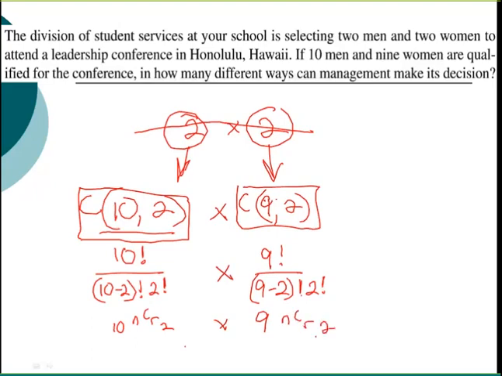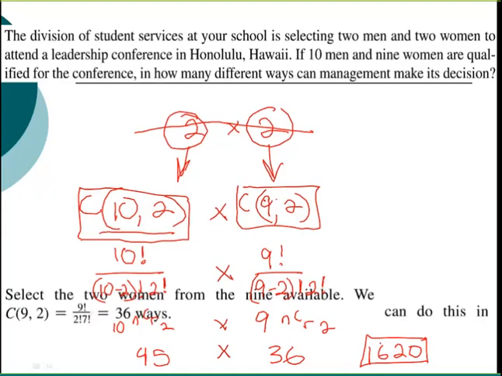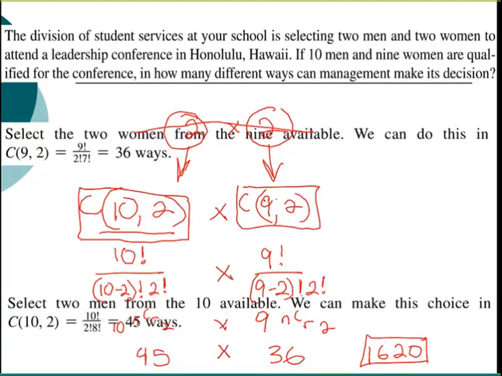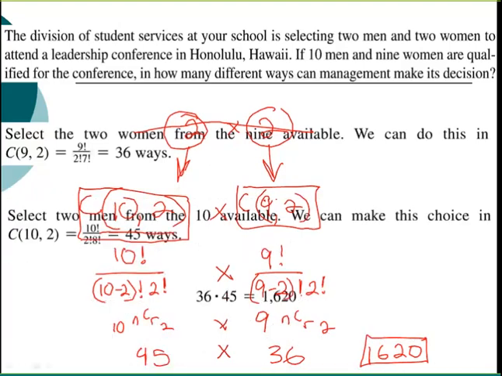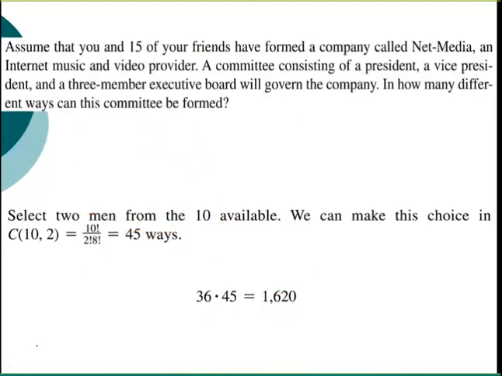Here we go. So 10 nCr 2, we get 45, and then 9 nCr 2, we get 36, and if we multiply that by our 45, we get 1,620 different ways that we can make this decision with our group sizes. All right, and here it is again. Let me erase that, so if you want to take a look, you can read that.